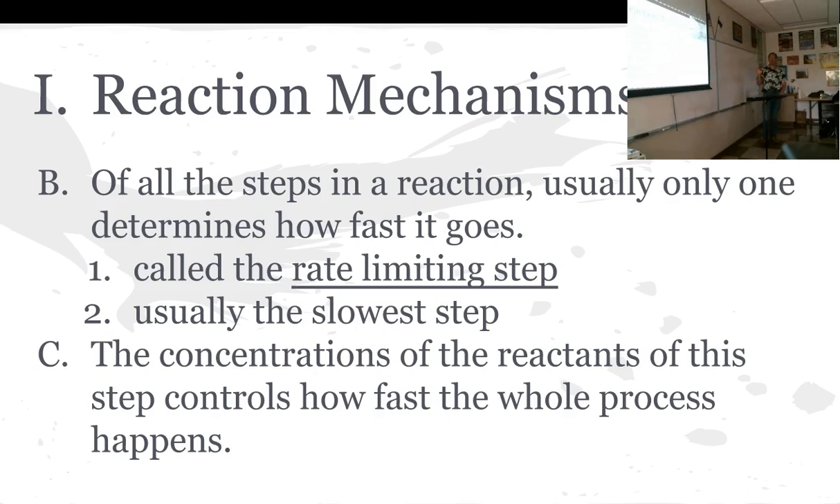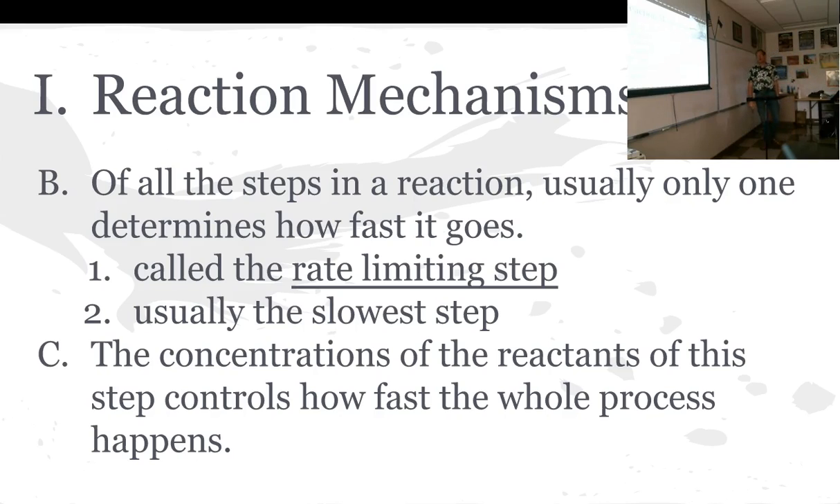Okay, we have to find what that is. Usually that's found experimentally. The concentrations of the reactants of this step control how fast the whole process happens. So if we were to take a chemical reaction and blow it up and show every intermediary step, and then we determine which one is the rate limiting step, we now want to zoom in on that one step of the chemical reaction and analyze it.